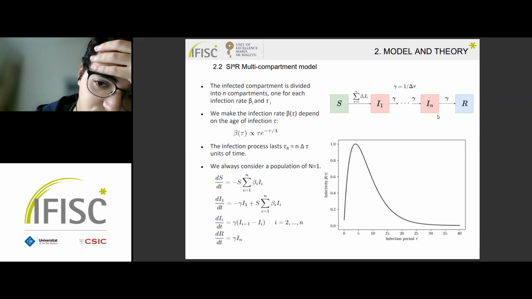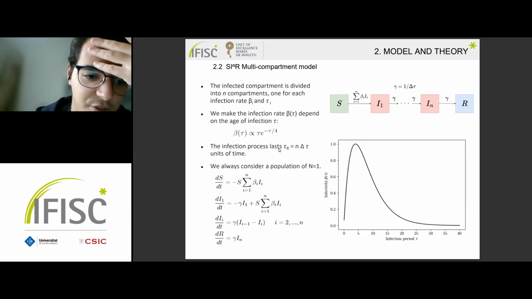So instead of having just one infected compartment, we have n infected compartments, one for each infection rate beta and infection time tau. And the infectiousness, or the infection rate, will follow this function here, basically a gamma distribution. This function is very suitable because it mirrors the typical viral load or infectiousness in most infectious diseases. So at the beginning the individual is not very infectious until we reach a maximum. Then the infectiousness decays with tau.